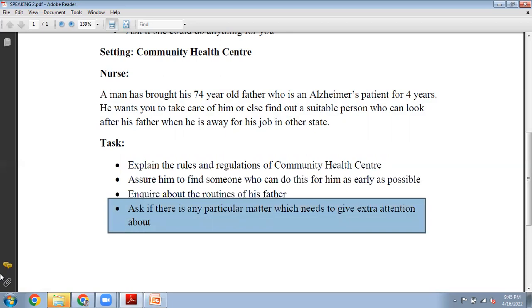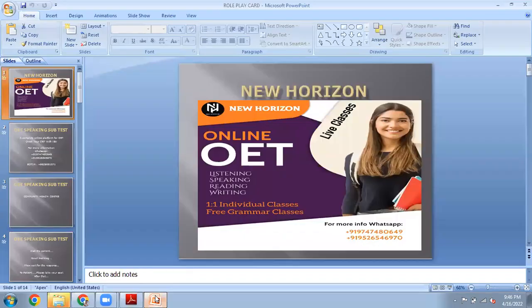So you got your role play card, and you know what you have to do. The next step is to plan how to do this. In the examination, we get 3 minutes to plan all these steps.